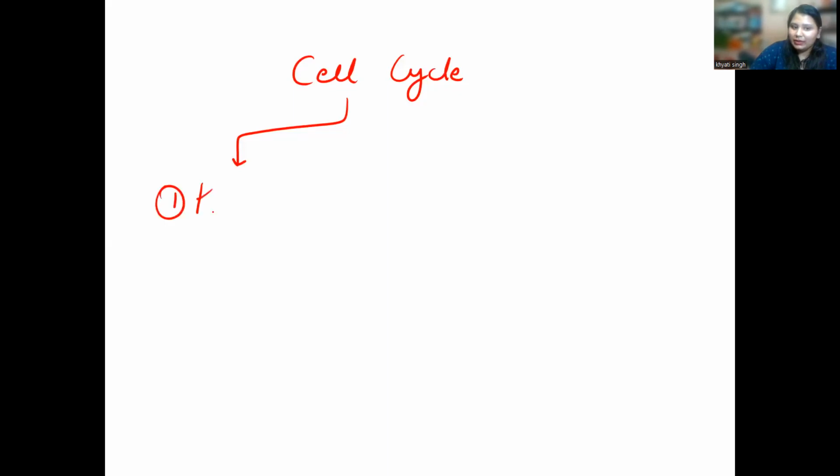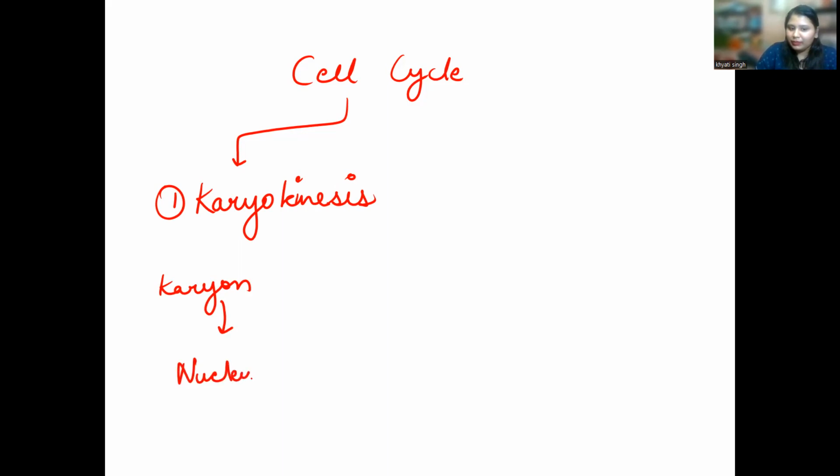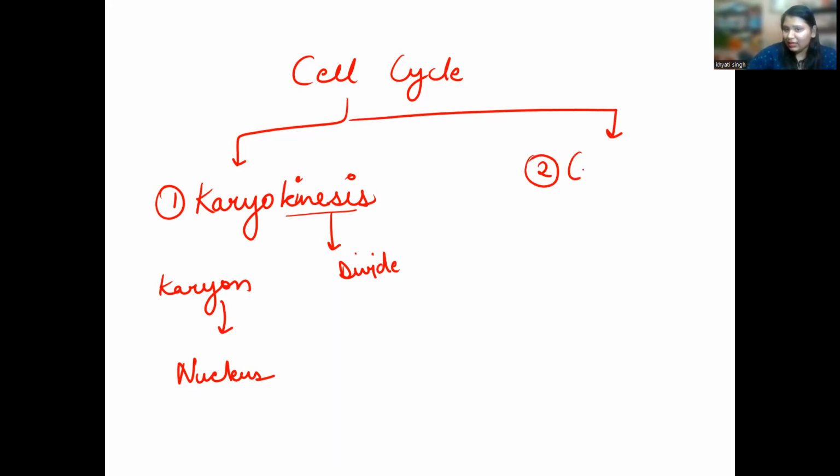So let's move forward. In cell cycle, two processes are important. First process is karyokinesis. Karyokinesis. In this, karyon means nucleus. And kinesis means divide. Okay. The next step is cytokinesis. These two processes are important in the case of cell cycles.